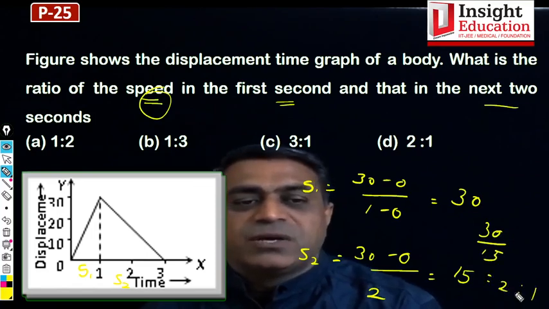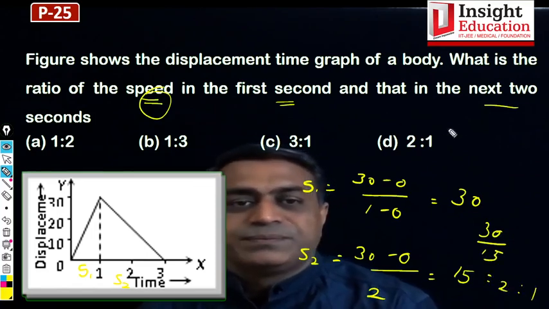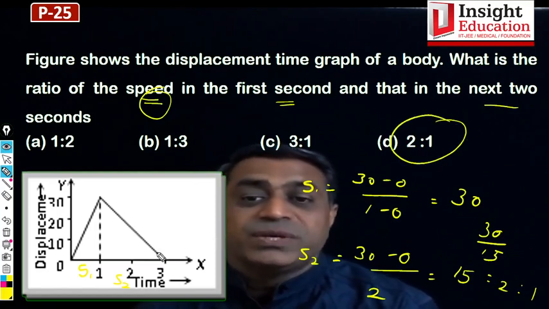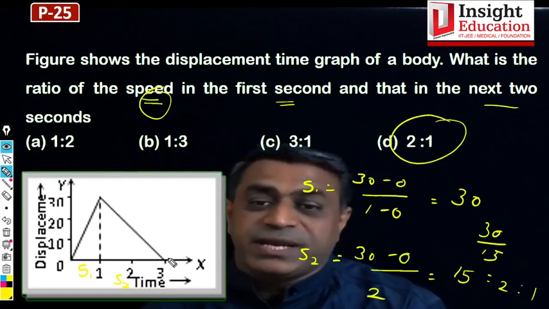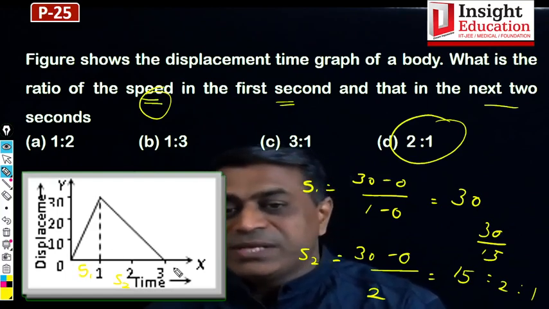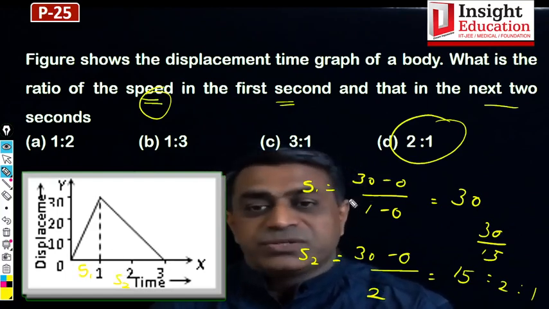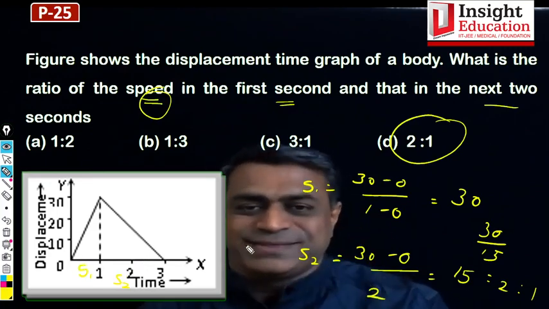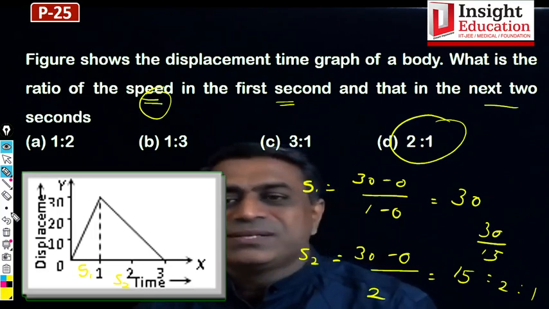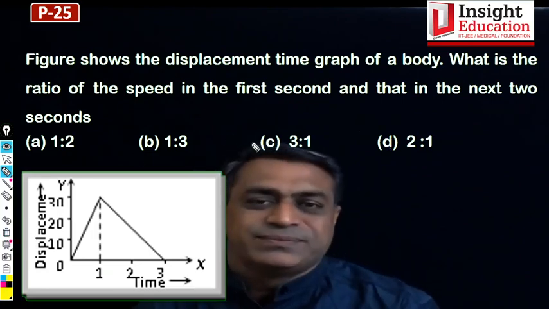So the answer is 2 is to 1. In the first case 30 minus 0 over 1 second, in the second case 30 minus 0 over 2 seconds. After sufficient practice you can do this without calculation. The answer is 2 is to 1.